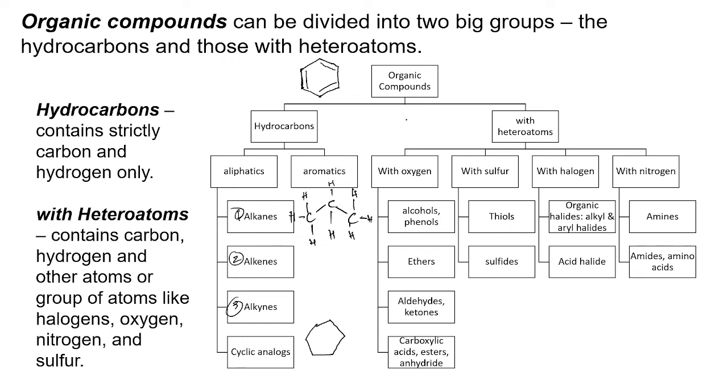Under oxygen, we have eight other groups of organic compounds. We have here the alcohols. These are just aliphatics with OH. Right, may dadagdag lang tayong OH. And for phenols, these are just aromatics with OH. So we have here aromatics plus OH.